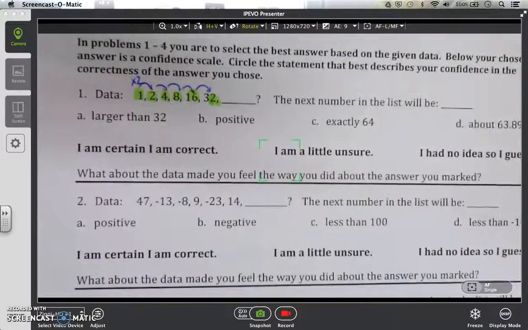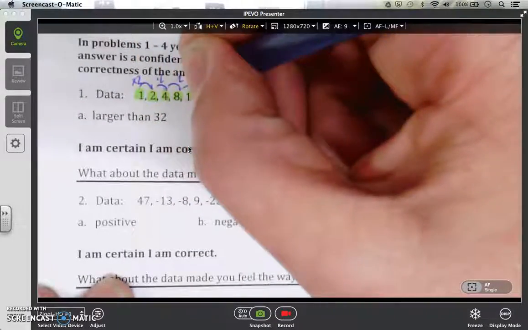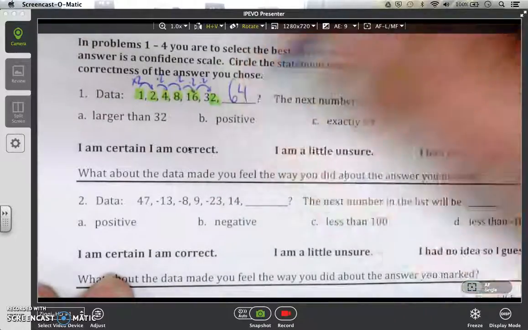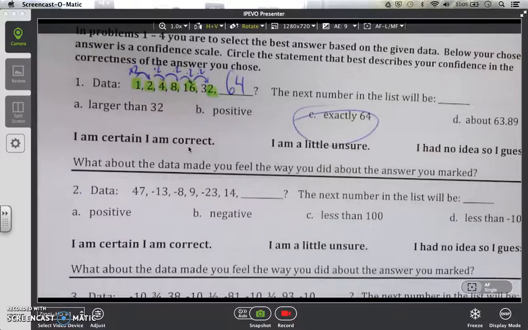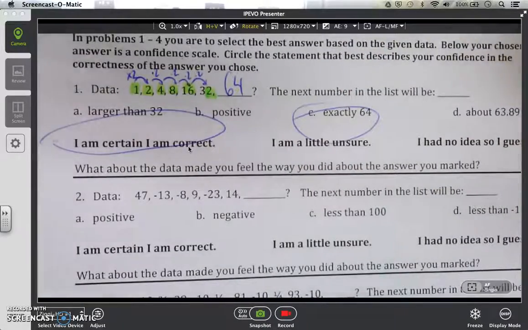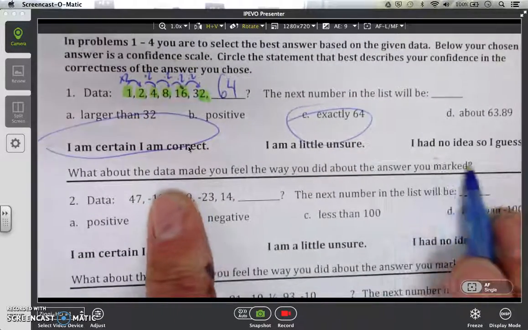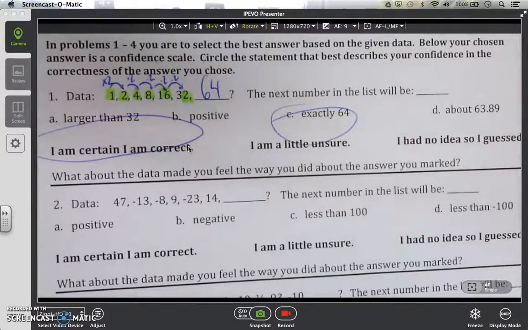Okay, there we go. That's a little more clear. So it's going times 2 each time. Times 2, times 2, times 2, times 2. So if we continued, it should be exactly 64. All right, how sure am I? I'm certain I'm correct because it's doubling. If it asks what about the data made you answer the 80 mark? It's doubling. That's what's clearly going on.